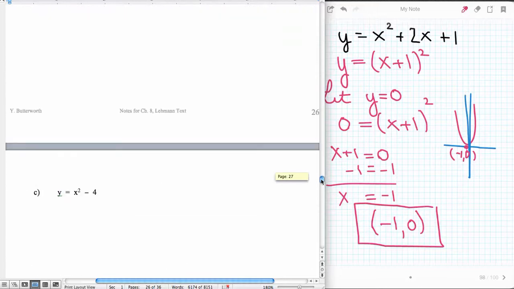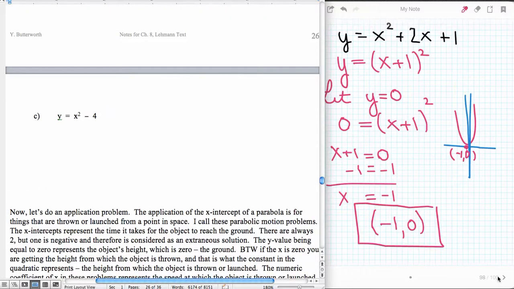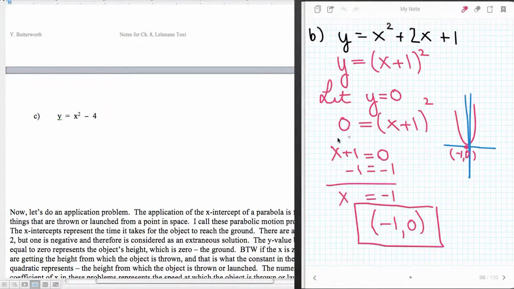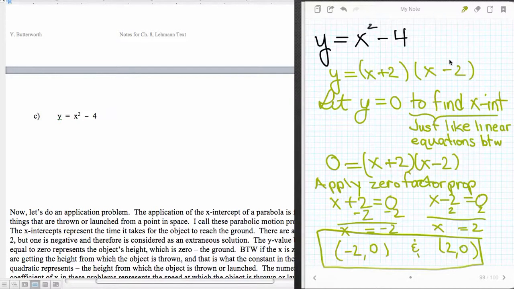Let's see if there's another example down here. Yep, one more here. Why don't you try this one on your own and see if you can find the x-intercepts and then come back and check it. Okay, so here you can see the solution to C, so you can check yourself, and I've written a little bit about it so you can check yourself through.